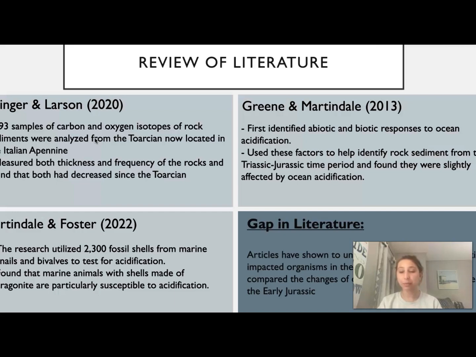Green and Martindale in 2013 first identified abiotic and biotic responses to ocean acidification, and they used these factors to help identify rock sediment from the Triassic-Jurassic time period and found that they were only slightly affected by acidification. Martindale and Foster in 2022 utilized 2,300 fossil shells from marine snails and bivalves to test for acidification, and they found that marine animals with shells made of aragonite are particularly susceptible to acidification.